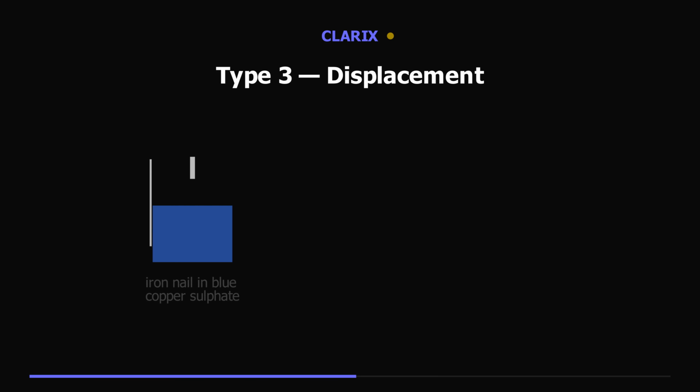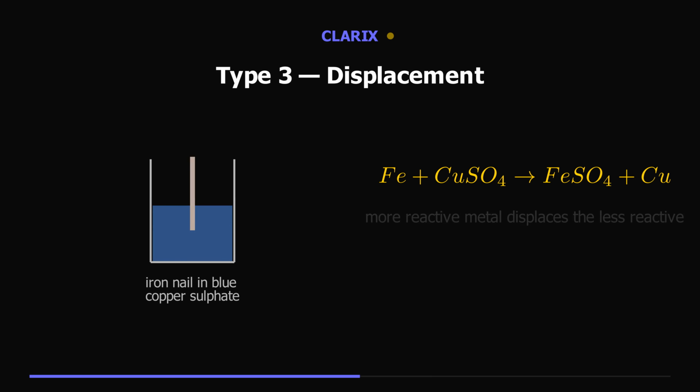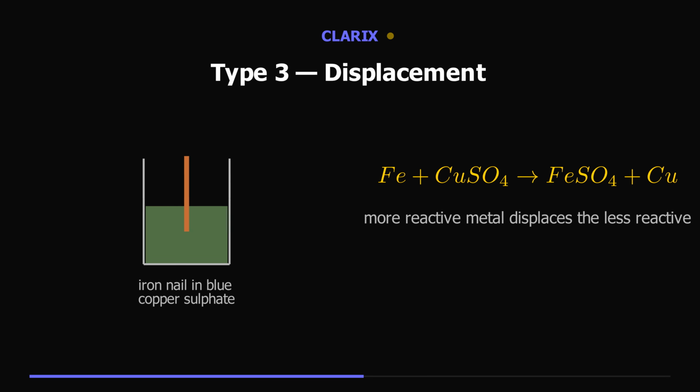Type 3, displacement. A more reactive metal kicks a less reactive metal out of its compound. Drop an iron nail into blue copper sulfate solution. The iron is more reactive, so it displaces the copper. Iron plus copper sulfate gives iron sulfate plus copper. The blue fades and a reddish-brown copper coating appears on the nail.